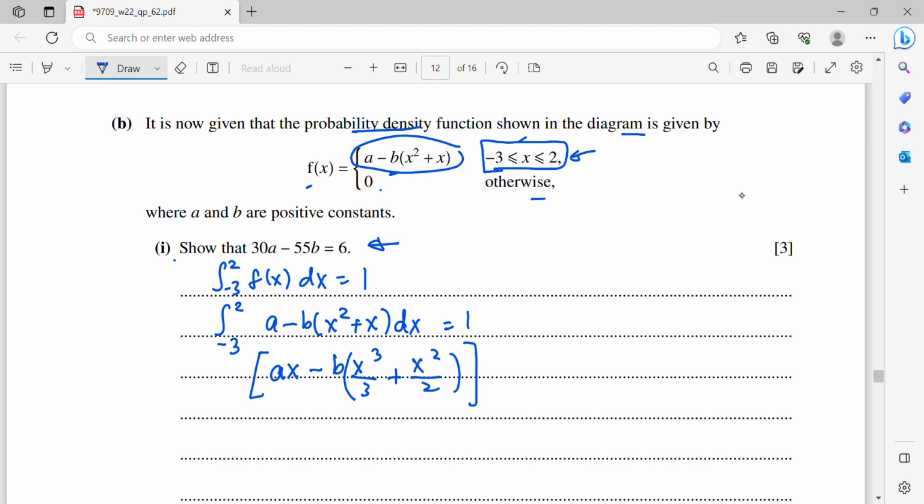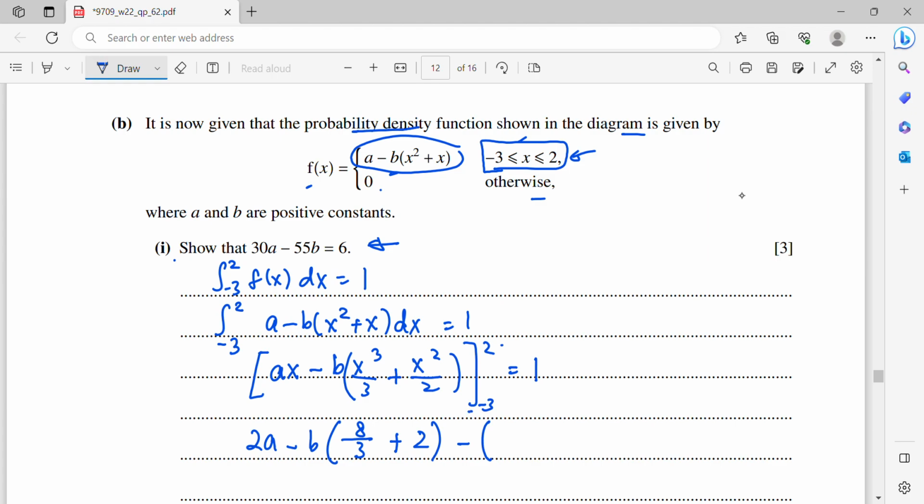Then the limits from minus 3 to 2 and equals to 1. So now replace the x by 2 first, because the 2 is the upper limit. So I will get 2(a minus b)(2 cubed is 8) over 3 plus 2 squared over 2, which is 4 over 2. I'm getting 2. Then minus when x equals minus 3.